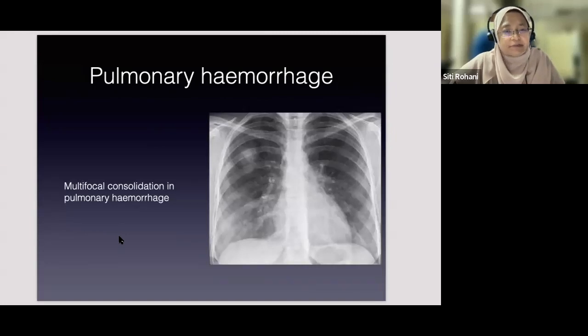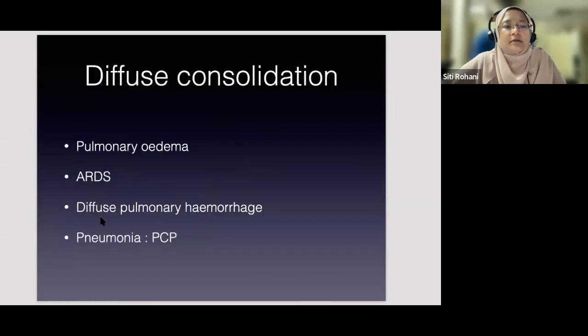Similarly, pulmonary hemorrhage can also present as consolidation, can be multifocal, can be unifocal. Multifocal consolidation in this case is on the right upper and the left lower. So probably the patient can present with hemoptysis, but there are some patients with pulmonary hemorrhage which doesn't present as hemoptysis.